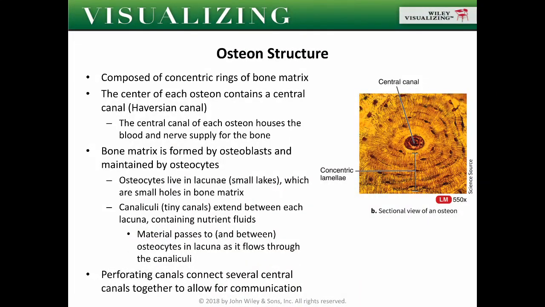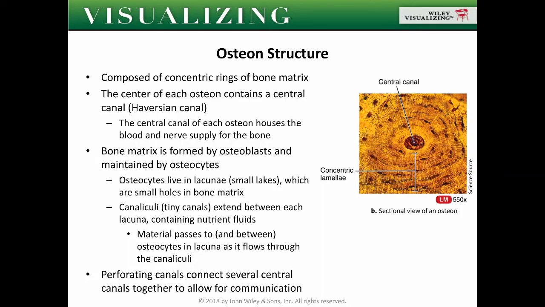Now, let's look closely at the osteon. The osteon is a concentric ring of the bone matrix. The center of each osteon is a central canal called the Haversian canal. This is where the blood and the nerve supply is usually located. The bone matrix is formed by the osteoblasts and maintained by osteocytes.